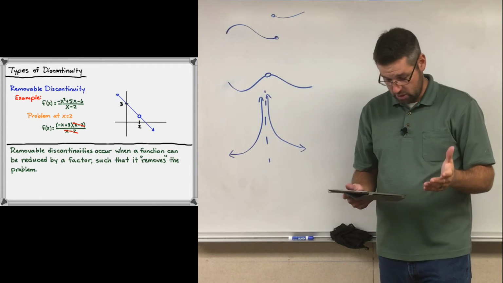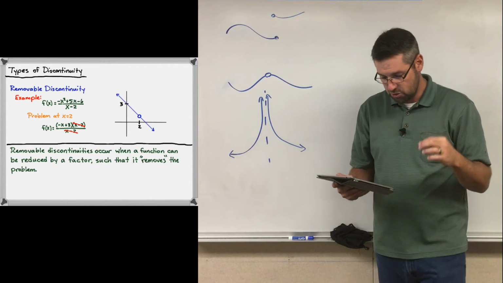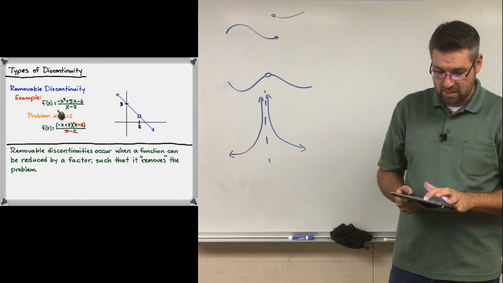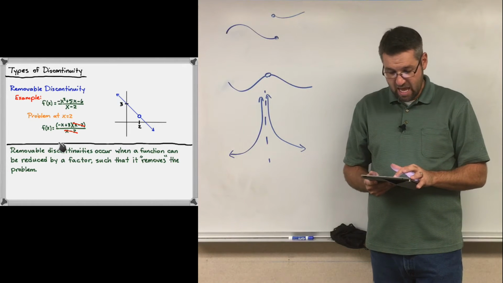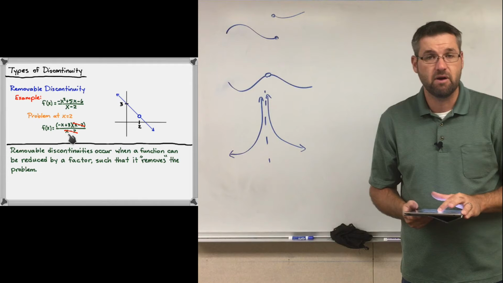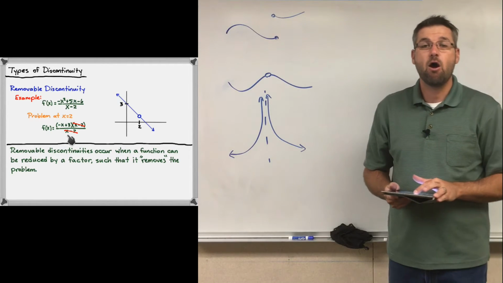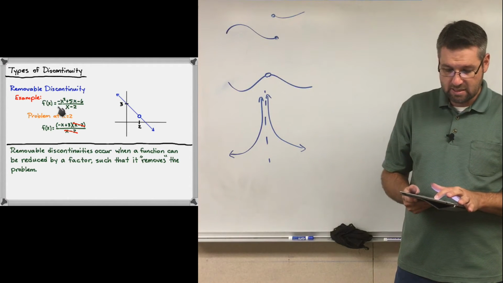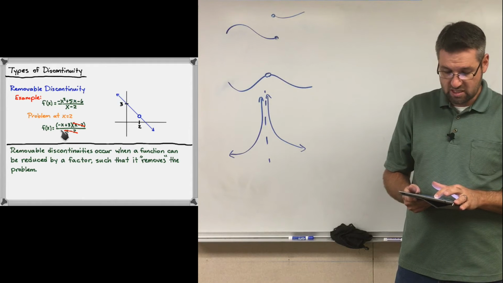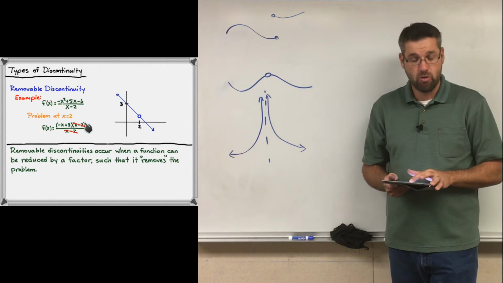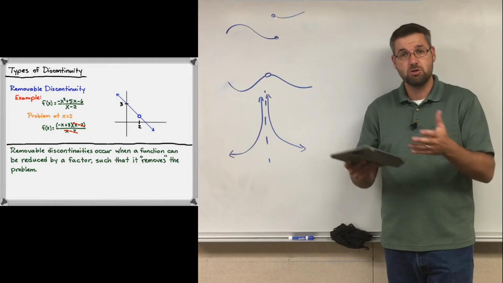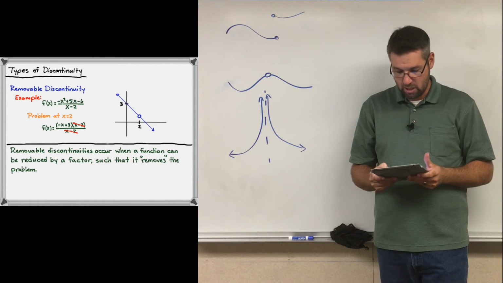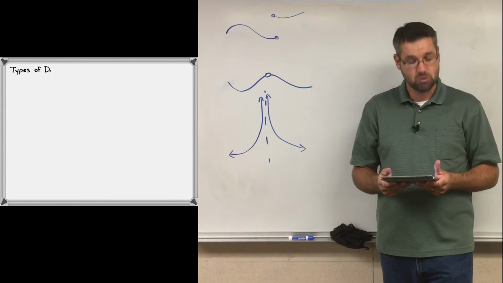A removable discontinuity occurs when a function can be reduced by a factor such that it removes the problem. Now, I've emphasized this in the past. Is this function the same as the negative x plus 3 function? No, it's not. But they are the same everywhere except x equals 2. Because this one had a hole. This whole thing, before I reduced it, had a hole there. Well, when I reduced it, it no longer has a hole. So they're two different functions, but they act the same way everywhere else. It's a removable discontinuity. So if you can factor away the problem, then it's removable.